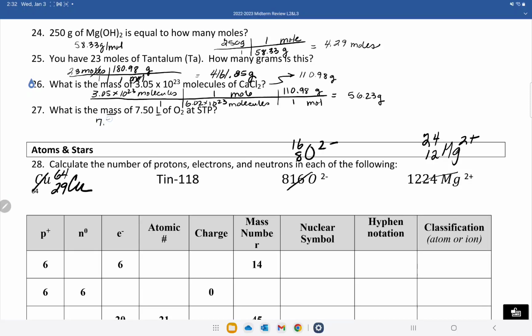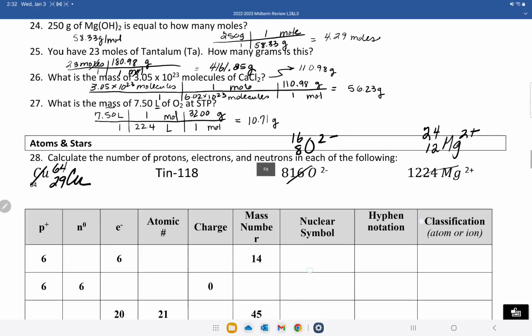So I start with 7.5 liters, put it over 1. I'm going to go to mole in between. Liter comes down, mole goes to the top. 1 mole is 22.4 liters. Then mole comes down, gram goes to the top. 1 mole is 32 grams because it's O2. 1 oxygen is 16, so 2 times 16 is 32. Multiply across the top, multiply across the bottom, divide top by bottom, and I get 10.71 grams.